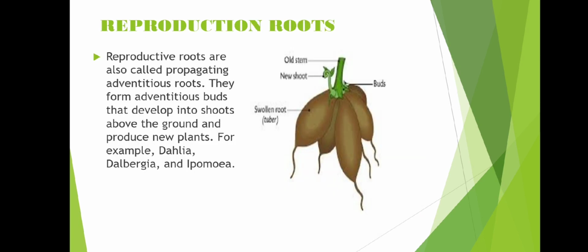Reproduction roots. Reproduction roots are also called propagating adventitious roots. They form adventitious buds that develop into shoots above the ground and produce new plants.